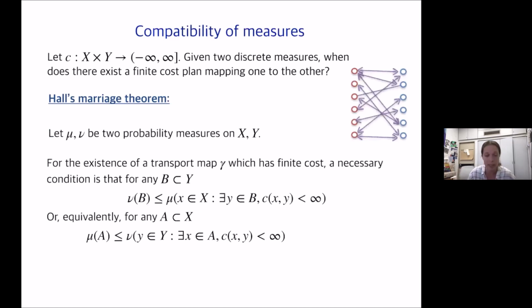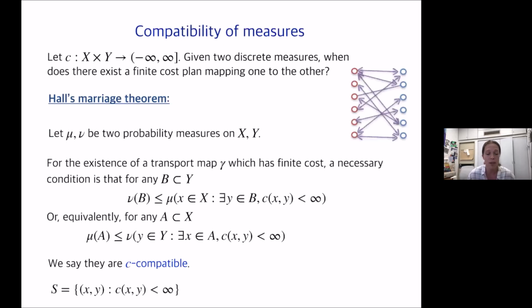So equivalently, I can say that for any subset of X, there are enough points in Y that can be mapped to this subset A, enough in the sense of measures, okay? So this is a necessary condition, and we call this C-compatible measures. If this doesn't happen, then you're sure that you're not going to find a transport map with finite costs between them. You're absolutely sure, okay?